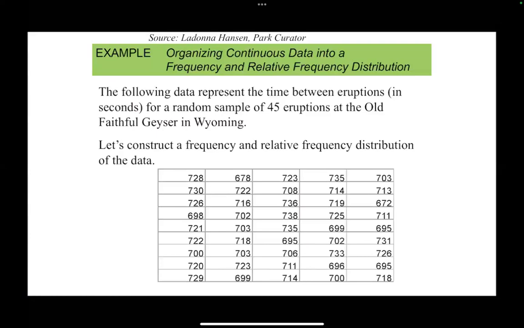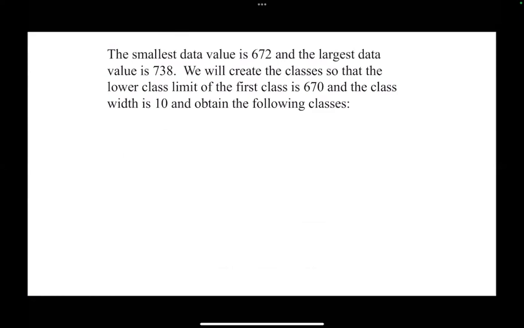So our smallest value is 672 and our largest value is 738. I look for pretty numbers, which they say convenient numbers, to make the bottom of my class. That way I'm not starting at 672. I want nice pretty bins. So I'm going to make my lower class limit 670 because that is a pretty number right around the beginning, and it will include my 672. I'm going to make my class width 10 because it's a good class width. Let's see what happens.